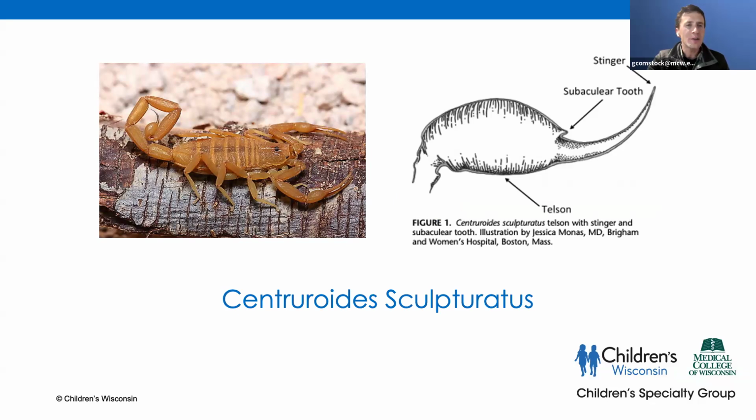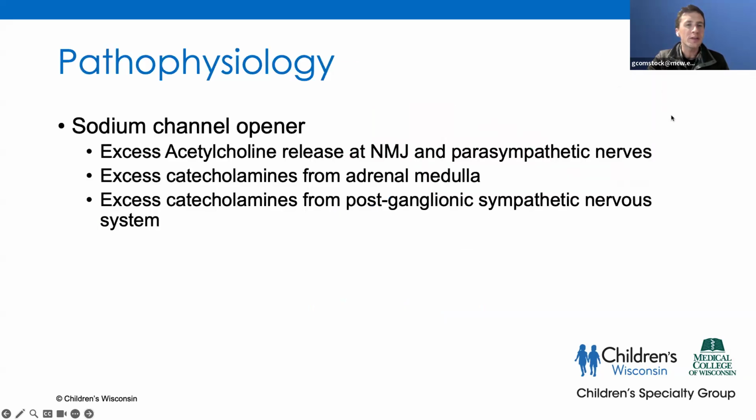These are now stings. And the stings come from this back end where you can see there's this bulbous area at the very end of their tail, and that's called the telson. And then from the telson comes the stinger, and that's where their venom is stored in the telson and delivered through the stinger. How does that venom then work?